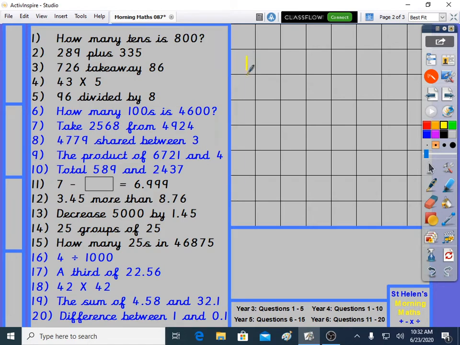Question 1, I'm in yellow. How many tens is 800? Let's put the hats on. Units, tens, hundreds. If we were talking about units, it would be 800 units. But if we're talking about tens, it's 80 tens. The answer is 80 tens.